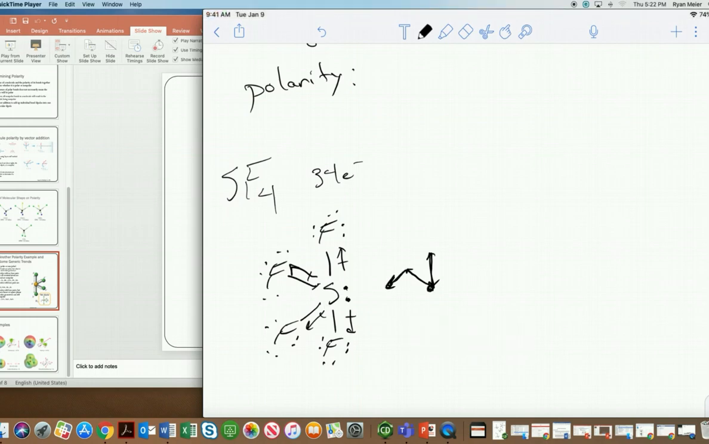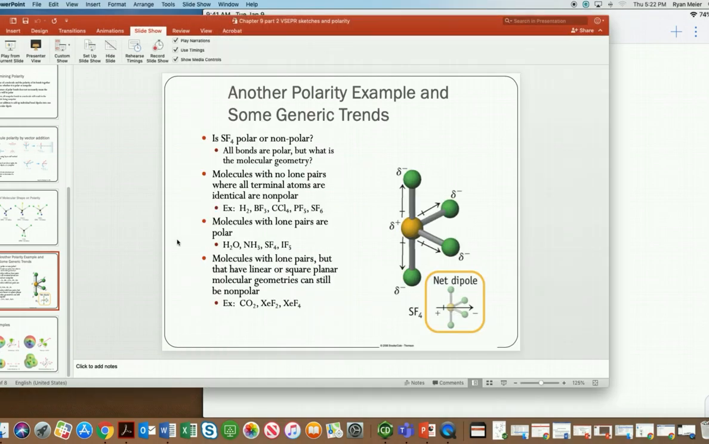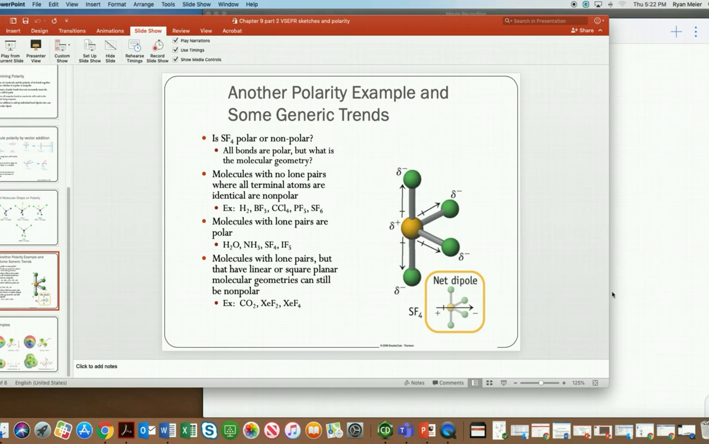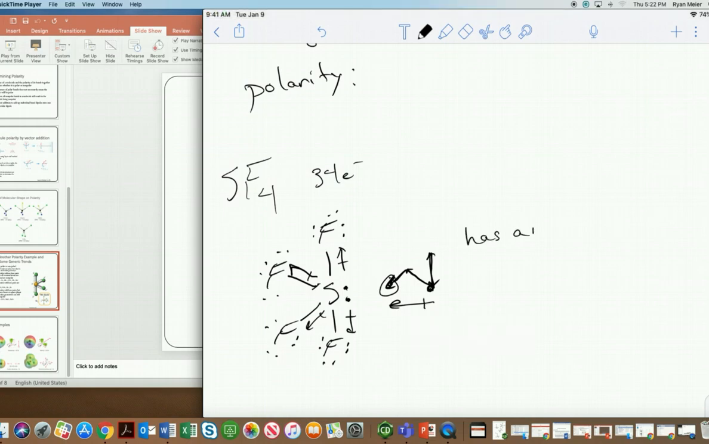And if this was my starting point and this was my end, right, I'm going to have some net dipole for the way I drew it going to the left. Mine goes to the left because my fluorines were on the left, and on the slide the fluorines were on the right, so the dipole pointed to the right. But either way, regardless of my starting orientation, I have a net dipole, and that's the most important part, right? Because any molecule that has a net dipole is polar.